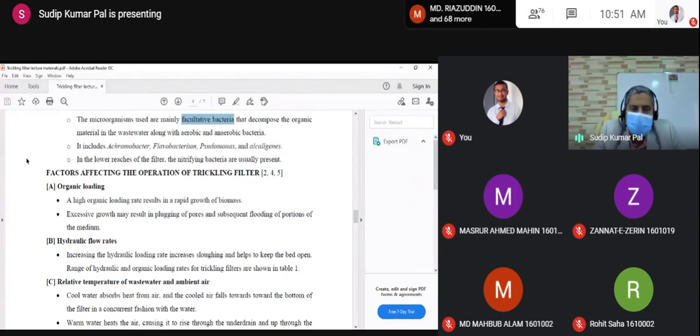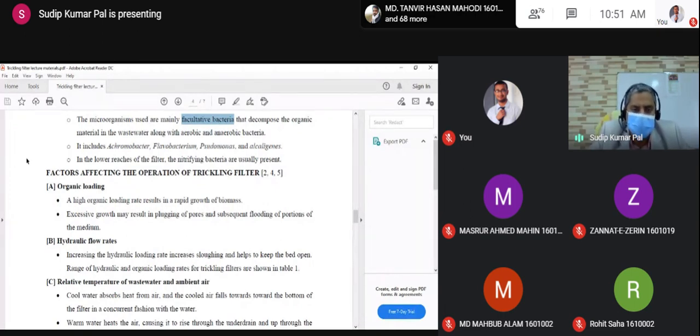High organic loading rate results in a rapid growth of biomass. Obviously, high organic loading means more bacteria are there, so biomass growth is very, very high. This means food supply is also very high. Excessive growth may result in plugging of the pores and subsequent flooding of portions of the media. This means if the biomass layer is very, very high, it is not allowing your water to infiltrate if there are no pores available. So obviously this is also not very good.